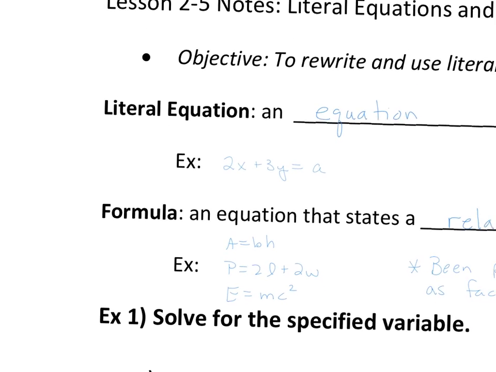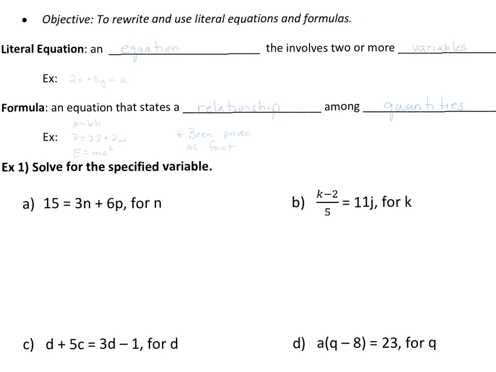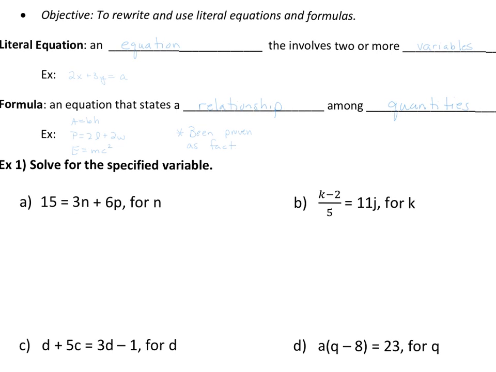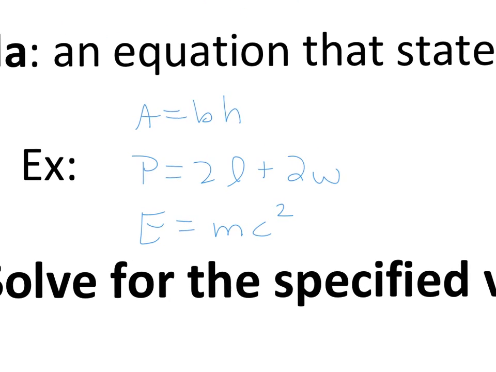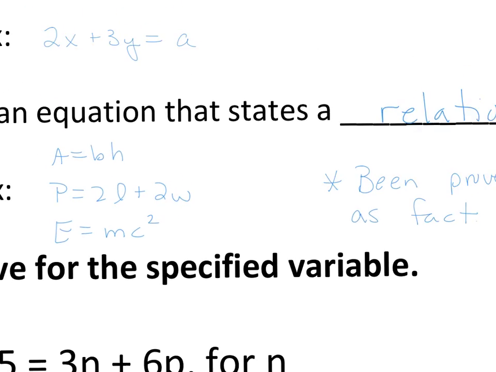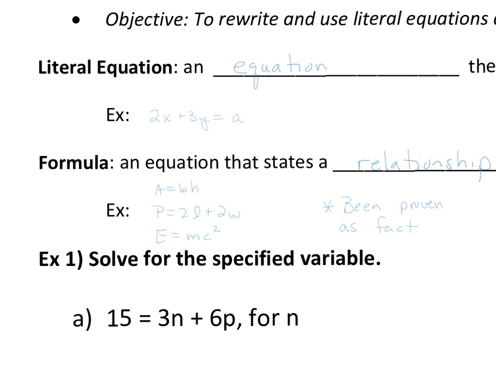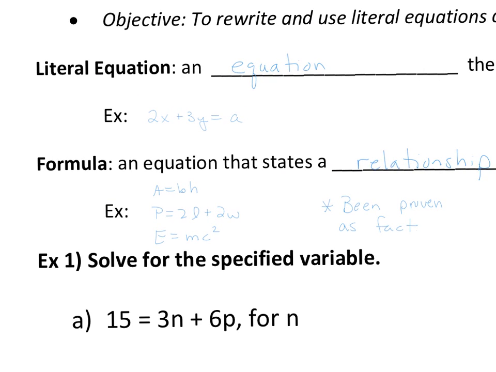The next one we have is a formula, okay? It's an equation that states a relationship among quantities. What's really important about a formula is it's already been proven, okay? So like area equals base times height, perimeter, 2 lengths plus 2 widths, E equals MC squared. Whatever it is, it's already been proven as a fact. It's always going to be true no matter what. So that's the difference between a formula and a literal equation. A literal equation is just a hodgepodge of craziness, where a formula has actually been proven, there's rhyme and reason to it.